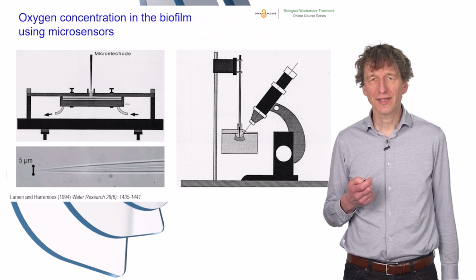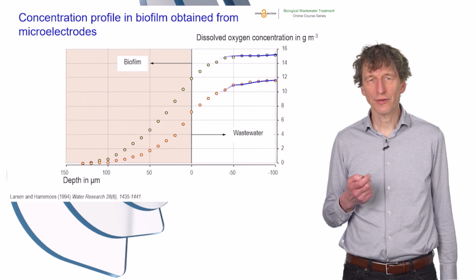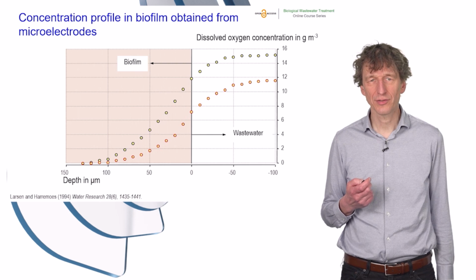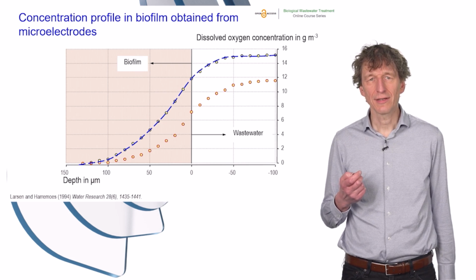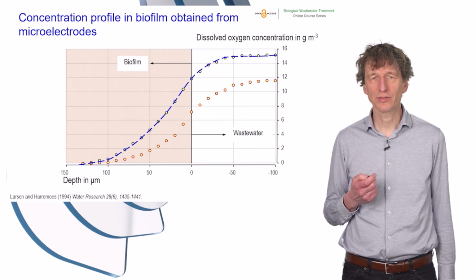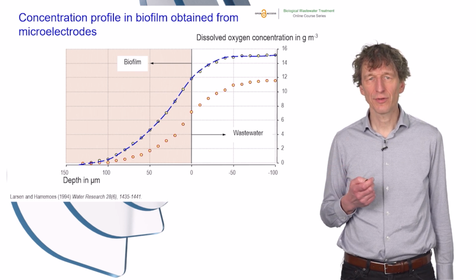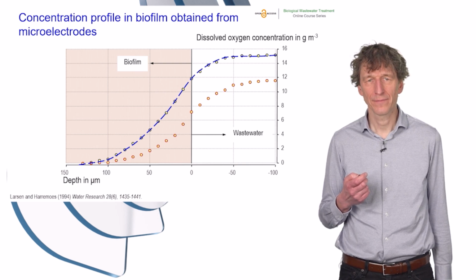Now here's an example of such a measurement. This slide is showing two concentration profiles for two different bulk phase oxygen concentrations. We can see that increased bulk phase oxygen concentrations lead to higher oxygen concentrations inside the biofilm. How can we capture these features in a mathematical model?